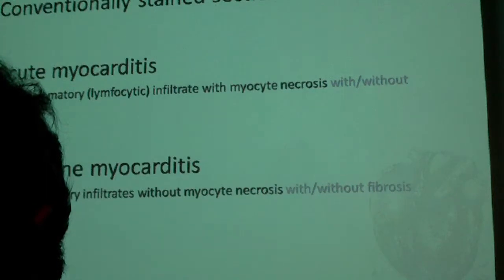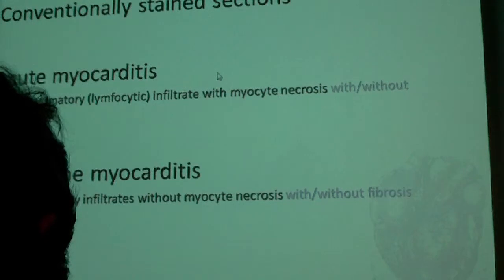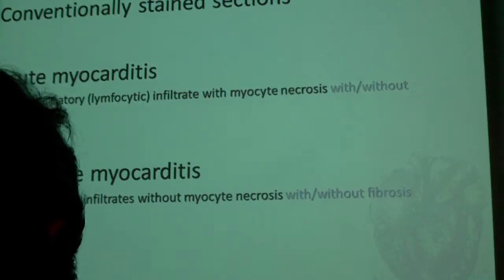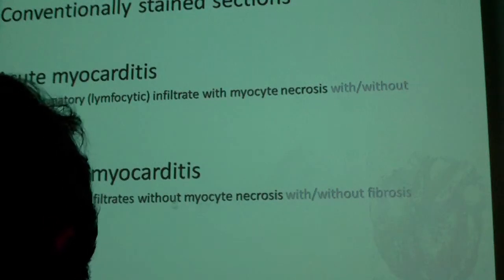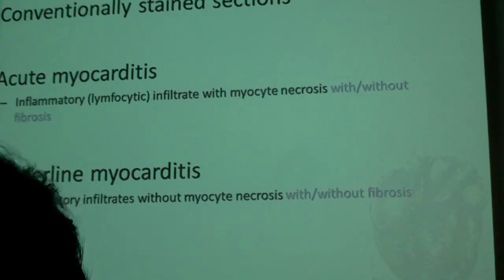And then we have standard staining. That was the classic Dallas criteria. Now we did the H&E staining, and then we can see if there's myocyte infiltration or myocyte necrosis. And if there wasn't any necrosis, then we would call it a borderline myocarditis. These were the classic criteria. As you can see, they were from 1987.